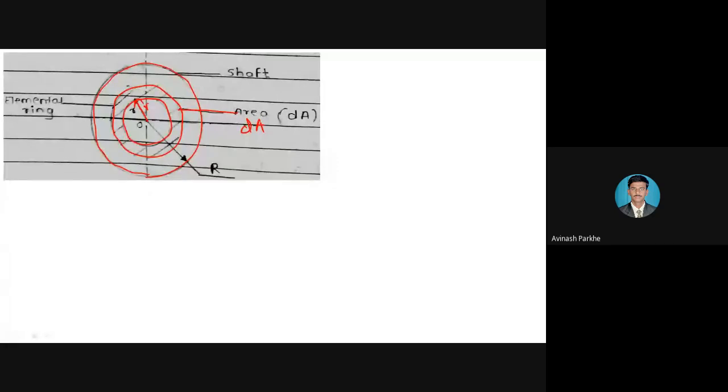Why have we considered this particular elemental ring? Because of the remaining derivations we have to derive. In order to derive, we calculate the derivation for that elemental ring, and that elemental ring is a part of our shaft. Whatever shaft we have considered for the derivation, in the same shaft we have considered the elemental ring. Initially we derive for the elemental ring, and whatever answer we get, that same answer we are going to consider for the shaft also.